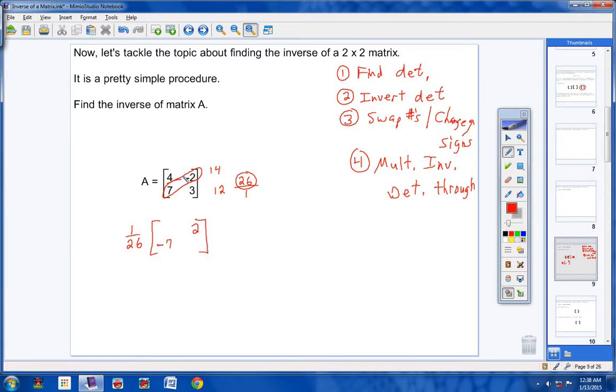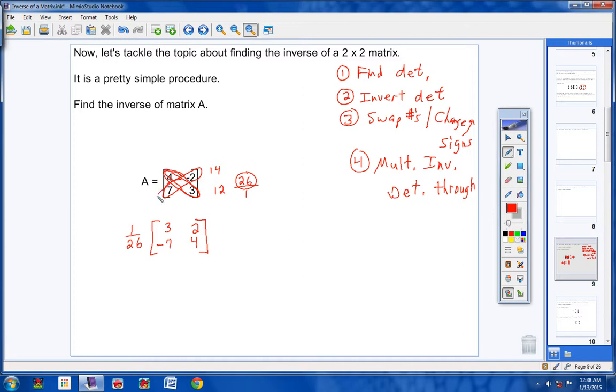Okay? These two numbers here, you swap them. So the 3 goes up here and the 4 goes down here. If they were negative, you would leave them negative. If they're positive, you leave them positive. If one's negative and one's positive, then you leave them alone. You don't change the sign. So if this would have been a negative 4 right here, then you put a negative 4 down here. Okay? If this was a negative 3 here, you put a negative 3 up here. You do not change the signs of these two numbers right here. You just swap places.